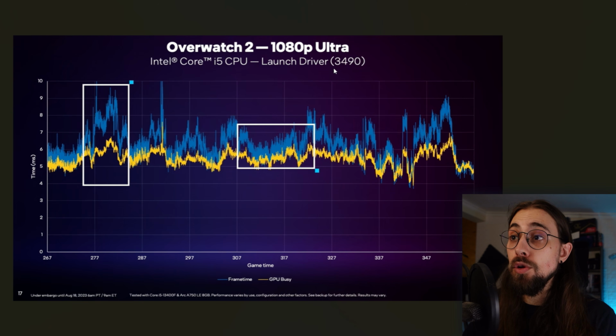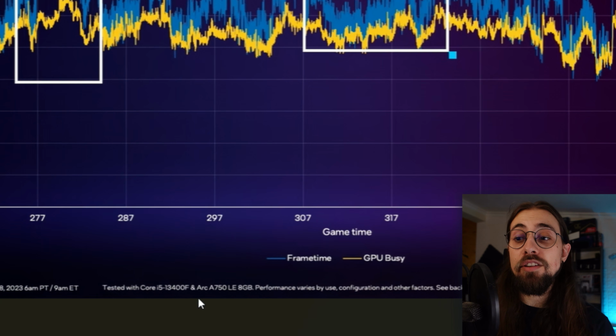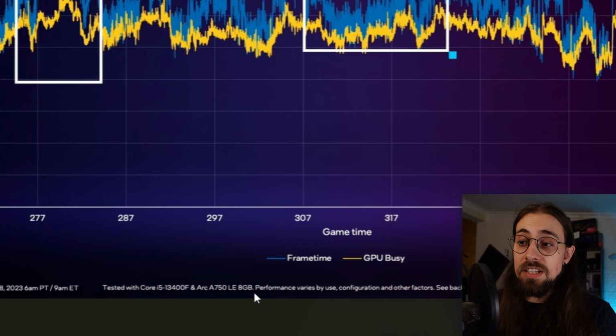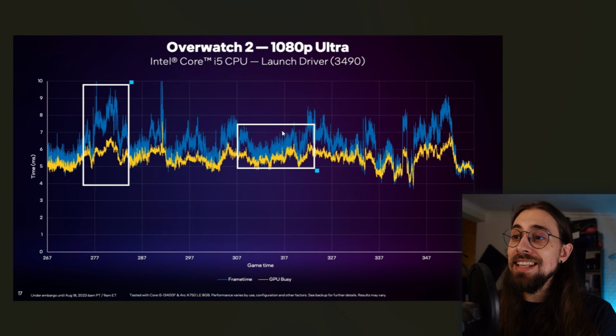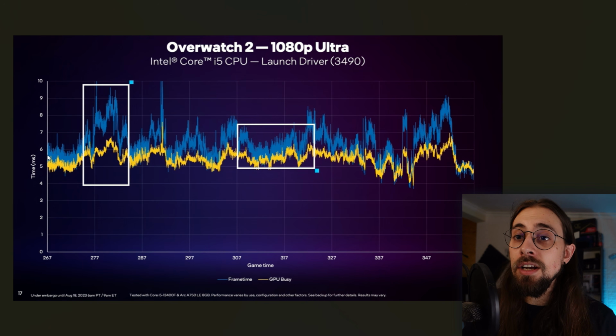And for example, on their launch drivers, the 3490, even with the 13400F and the Arc A750, which is not that powerful, the 13400F would be more than enough in any game to stress out the A750, meaning that a CPU bottleneck should not happen, and yet we can see that the CPU bottleneck is happening here, with the frame times being much higher than the GPU busy time.